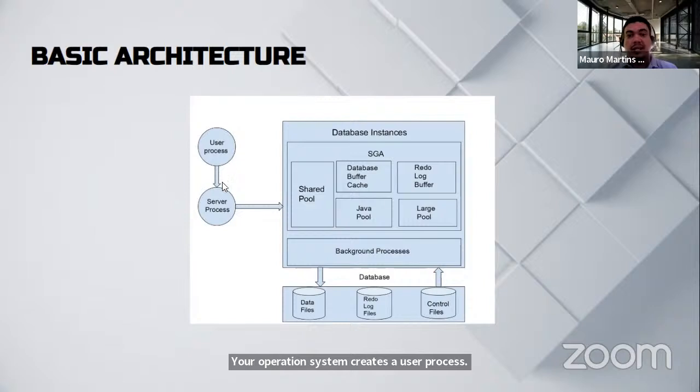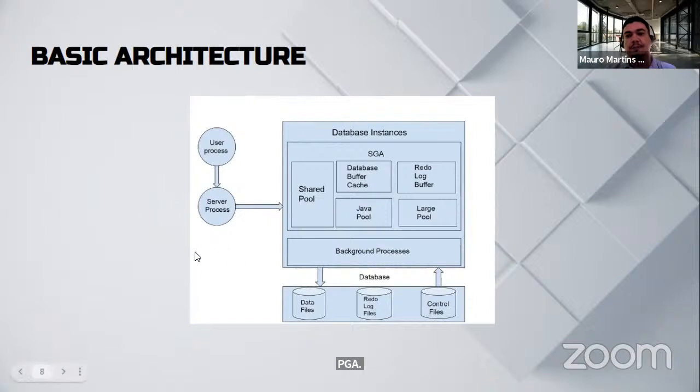When you connect with the server, the server opens for you a session and a connection, and the server creates a server process. This server process is isolated for you, and the server process uses a slice of the memory called PGA, Private Global Area. On the Private Global Area, your private code runs, okay?